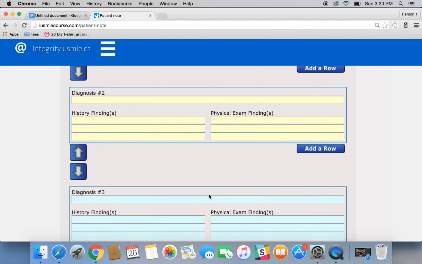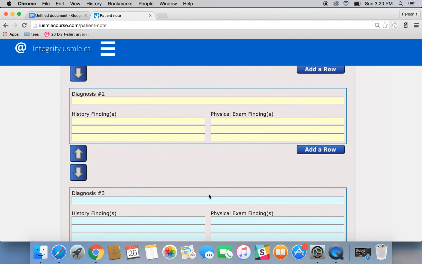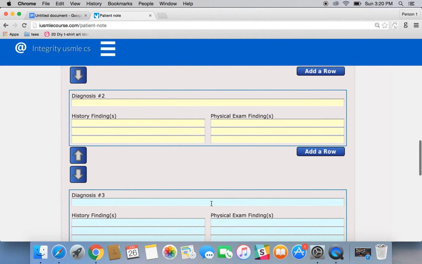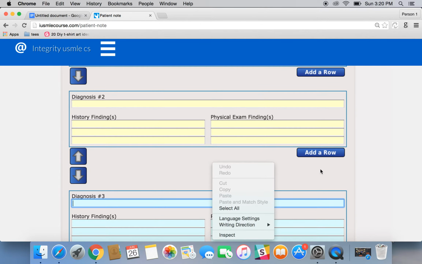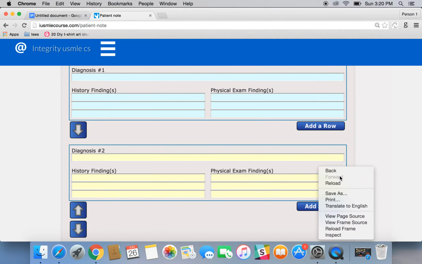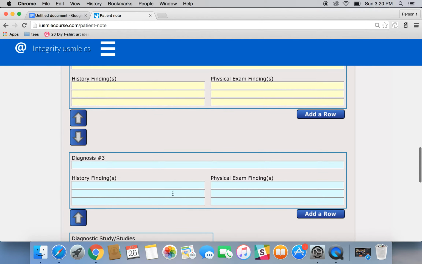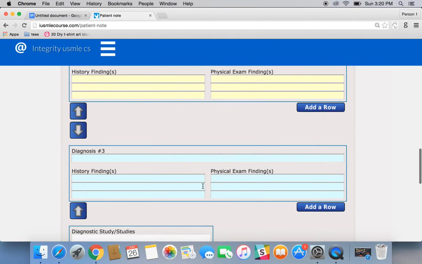Note that in some cases, you may not have the third differential diagnosis, and it shouldn't bother you. The important guiding principle is how many differential diagnoses you would have, and whether you've got enough history findings and enough physical examination findings to support them. So having a third one with no findings may hurt you on the exam.